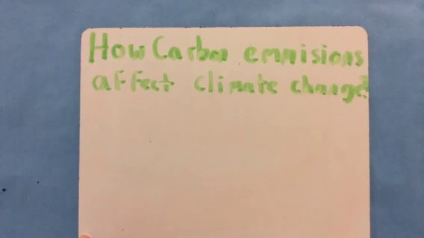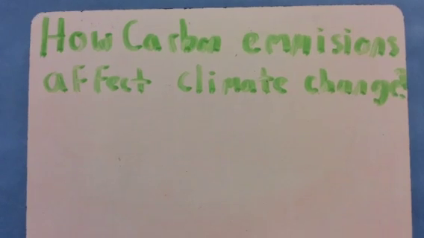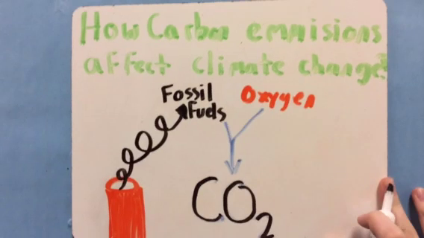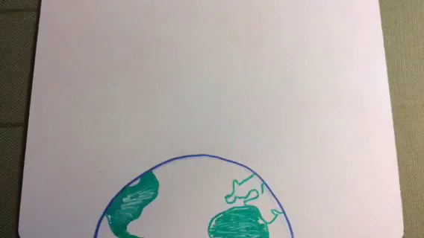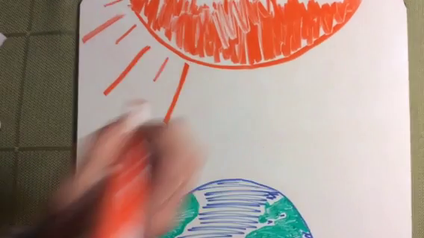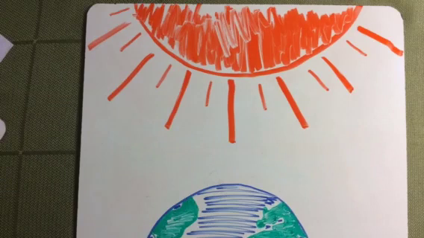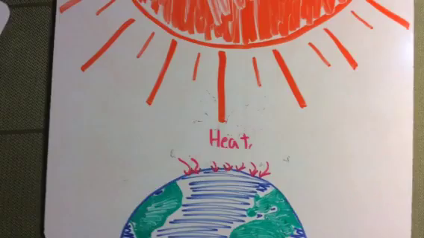Climate change. How do carbon emissions affect climate change? Humans burn fossil fuels to produce energy, and the fumes combined with oxygen create carbon dioxide. Normally, heat from the sun can reach the earth, and the heat from the earth can be expelled with carbon dioxide.